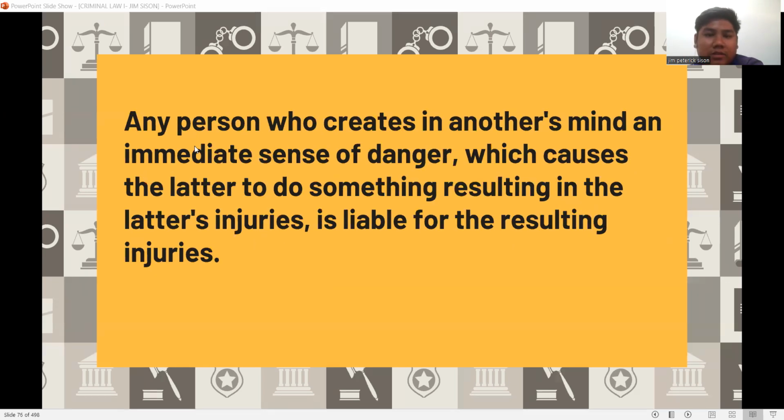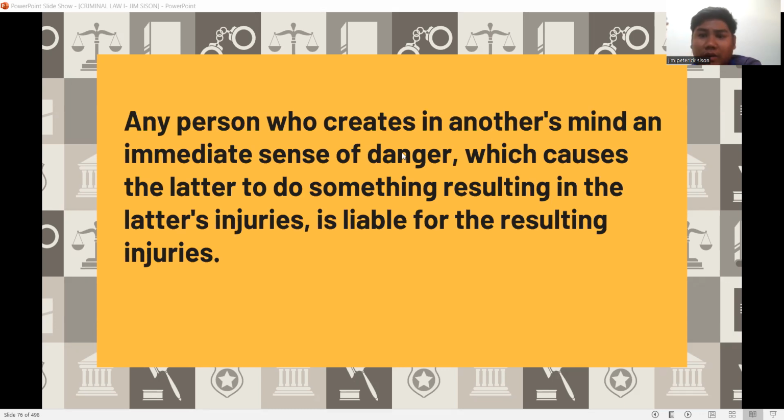The statement: any person who creates in another person's mind an immediate sense of danger, which causes the latter to do something resulting in the latter's injuries, is liable for the resulting injuries. Let's just say in a robbery case, a group of robbers entered a bus. Then they declared a hold-up. And as a result, the people were afraid. They have created in another's mind an immediate sense of danger that maybe they will be killed or they will be robbed. So as a result, the passengers jumped out. And then some passengers died and some passengers sustained serious physical injuries.